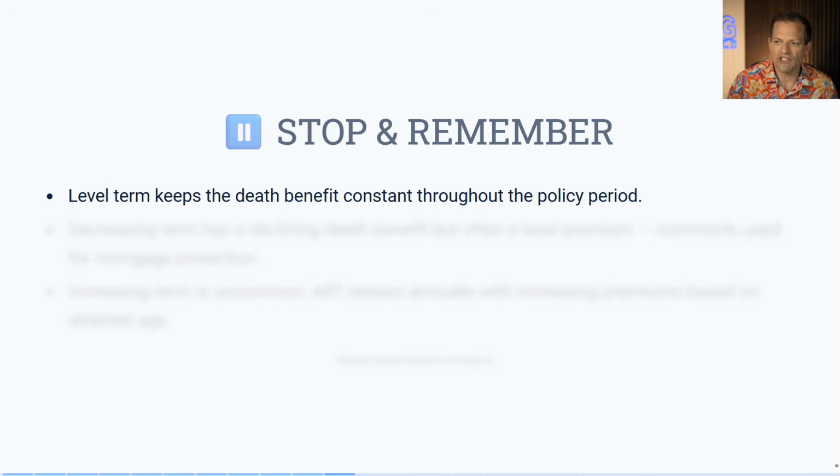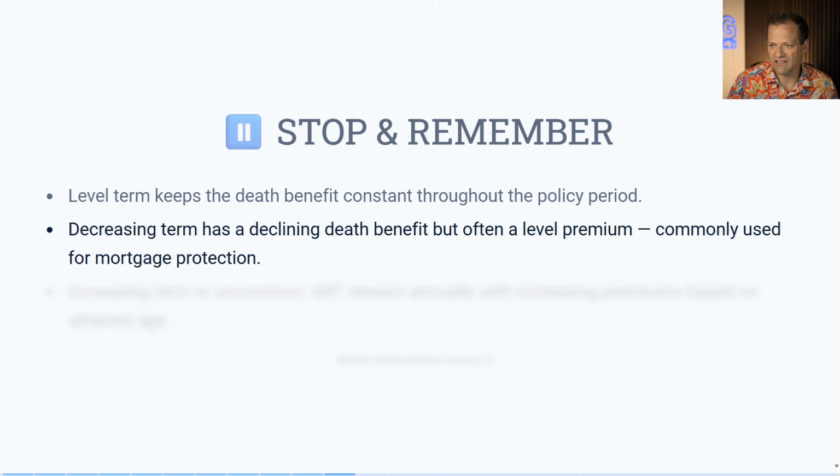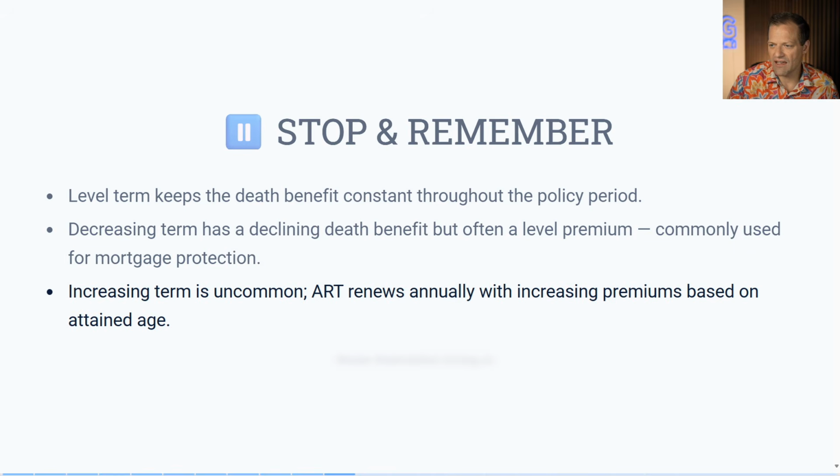All right. So again, level term keeps the death benefit constant. Decreasing term has a declining death benefit, but level premium. And increasing term is uncommon. What you kind of see more often is ART that renews annually with increasing premiums based on age.